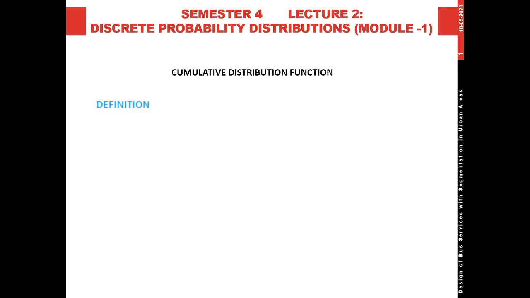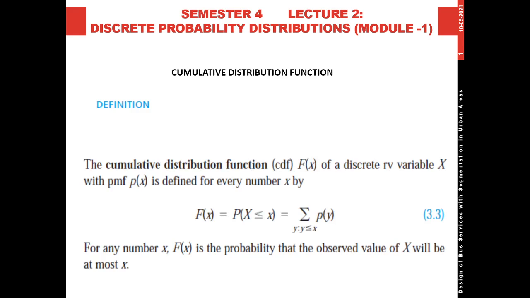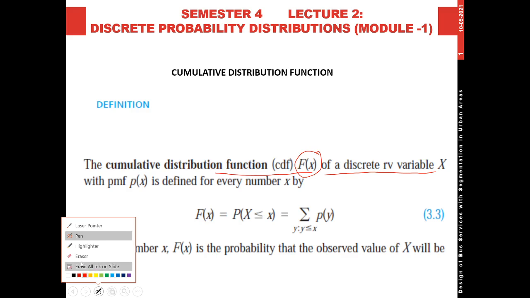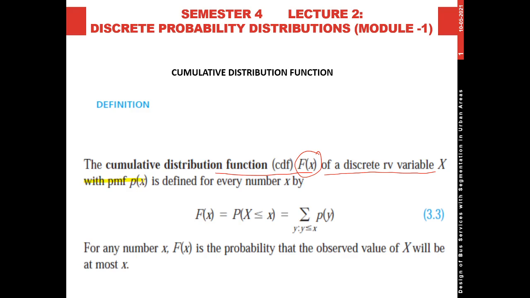Okay, so definition: the cumulative distribution function, and we call it CDF, denoted by capital F of x, of a discrete random variable X with the PMF p of x, is defined for every number x as F of x equal to P of capital X less than or equal to x. That means the probability of all values less than or equal to x. X takes the value less than or equal to small x. That is the summation over y less than or equal to x of p of y.